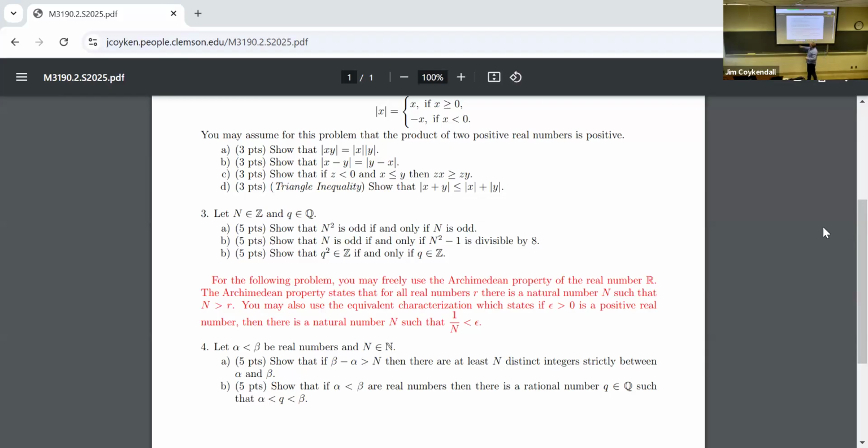The follow-up is show that if alpha and beta are any two real numbers, no matter how close together, I can find a rational number between them. How many of you have heard of this before? If you have any two real numbers, you can squeeze a rational number between them. Well, you're going to prove that. And this is an important part of the rationals and the reals: in between any two real numbers, you can squeeze a rational. You might need part A to help you out there. Okay, any questions on that?